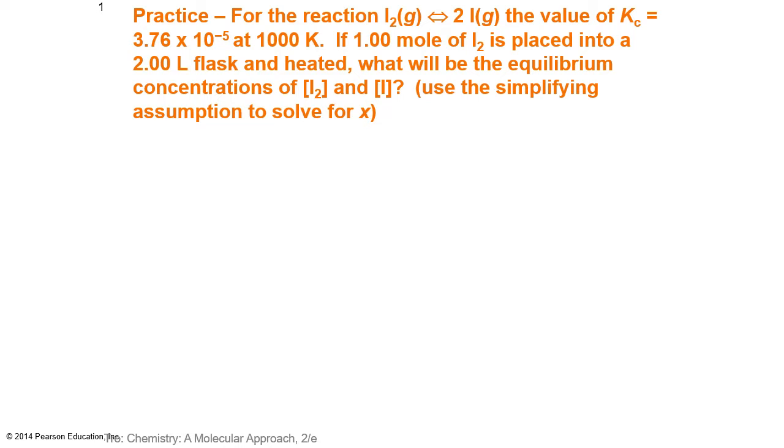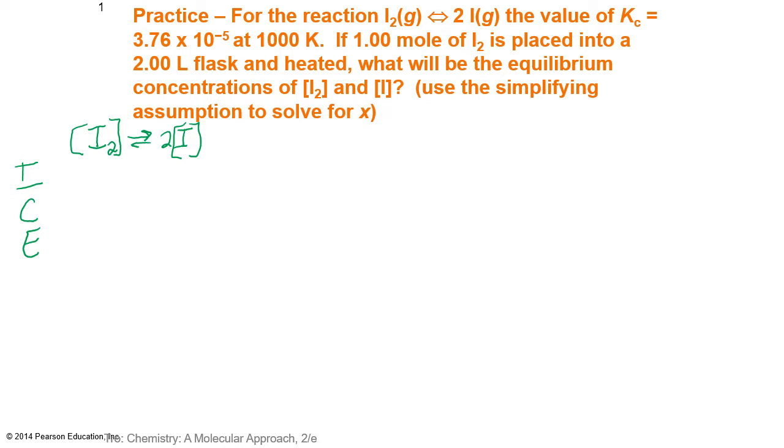We're going to start by organizing our information in a nice table. So our reaction is I2 yields 2I. We're going to look at the concentrations of I2 and iodine.